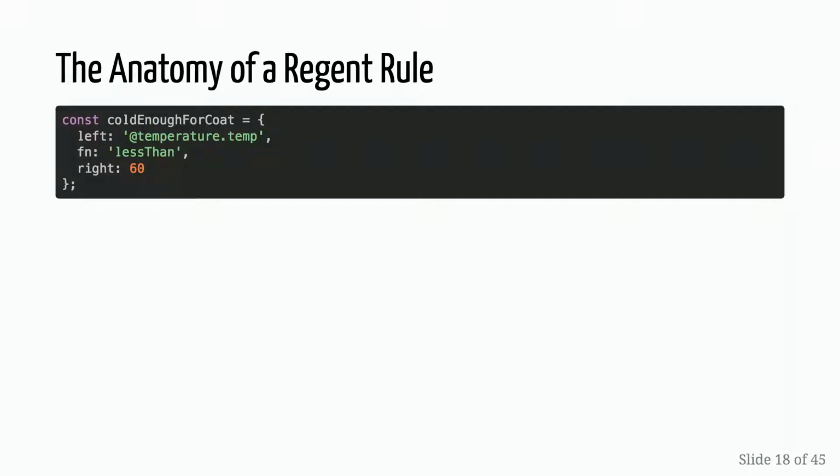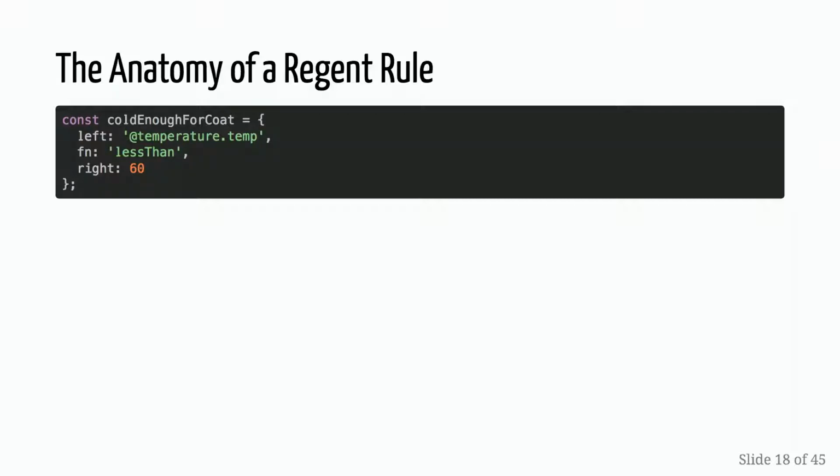So this is cold enough for coat. We sort of look at what this is. We're looking at temperature.temp. The function is less than. We'll get to that in a second. Right is a literal 60. So this is just going to run a built-in predicate, less than.